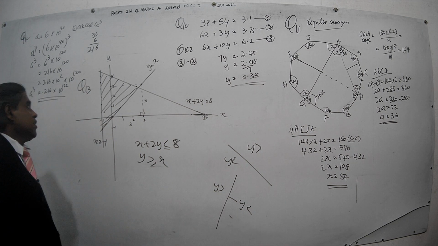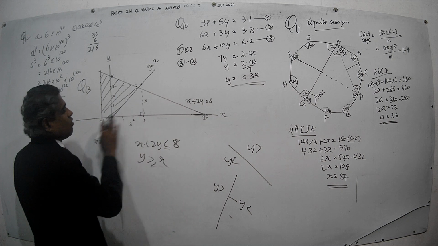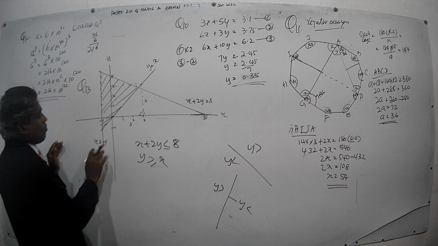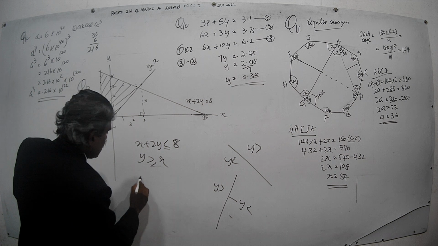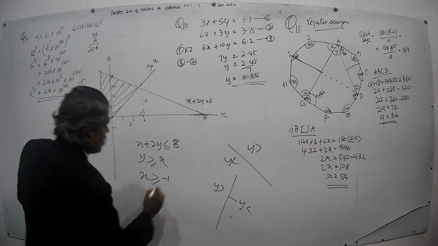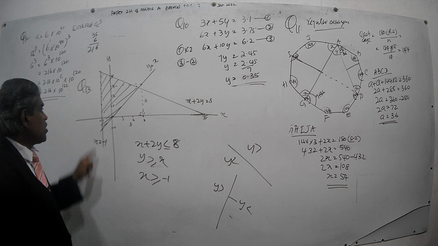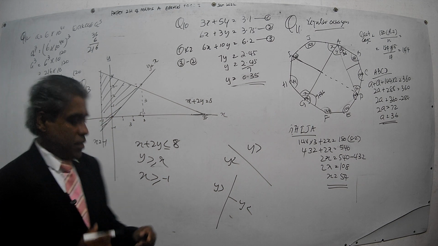Right. Then from this line, on the right side, all x values are greater than -1. Therefore, x greater than or equal to -1. These are the 3 inequalities. So put the greater than or equal to, because these are continuous solid lines, not broken lines, right?